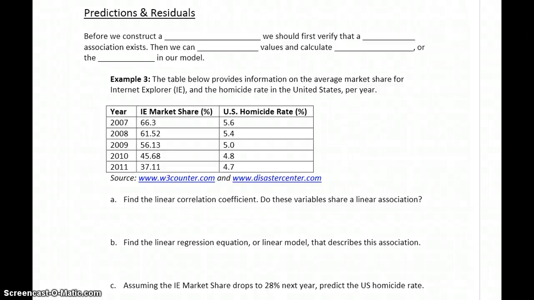Our goal in this section is to construct regression models, which we can then use to make predictions. But before we construct a regression model, the first thing we need to do is verify that a linear association does in fact exist between our two variables. Once we demonstrate that, then we can construct the model and look at predicting and calculating residuals.